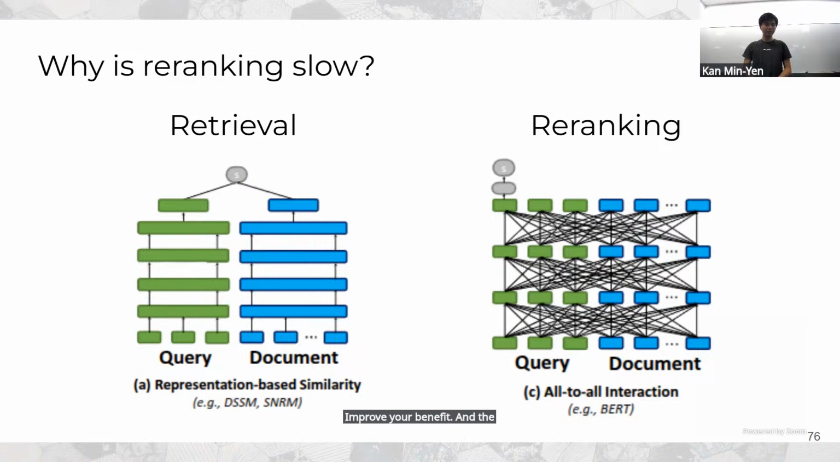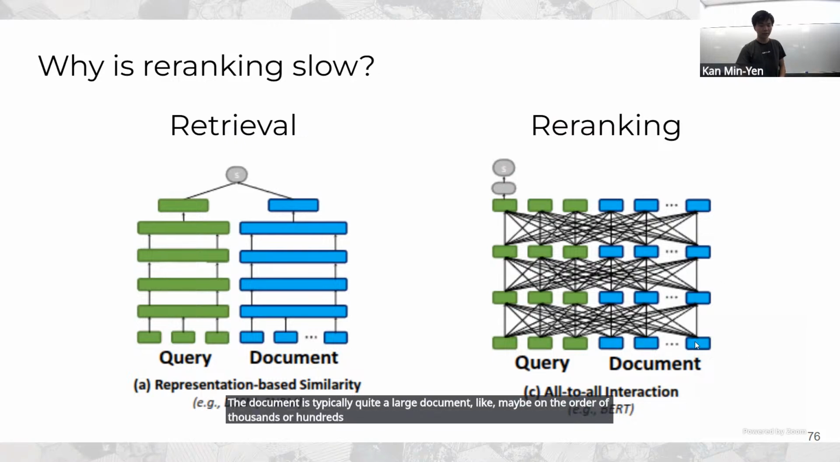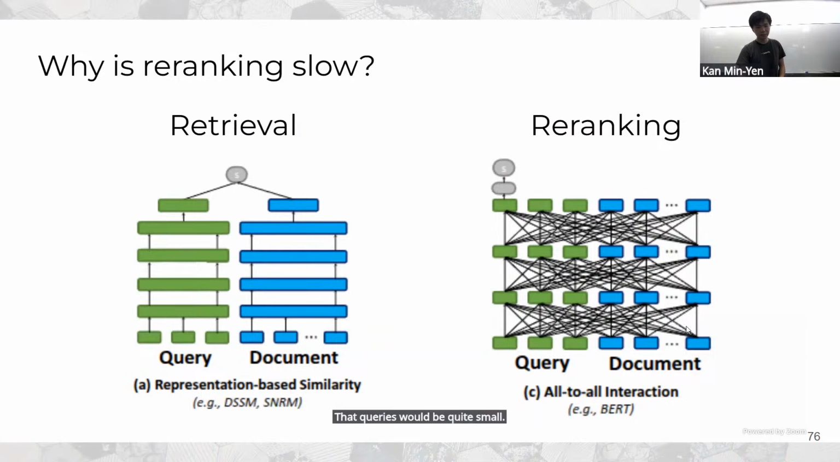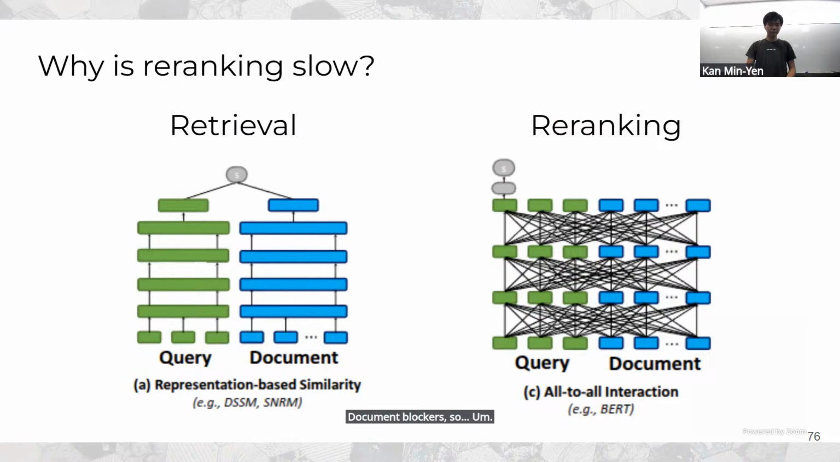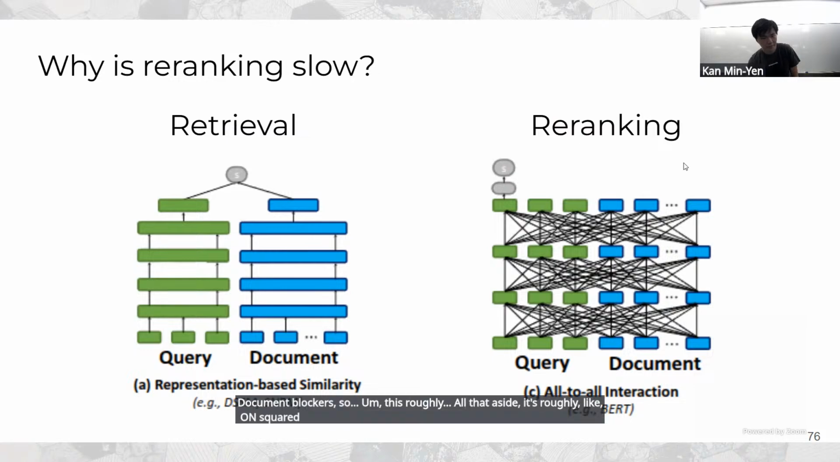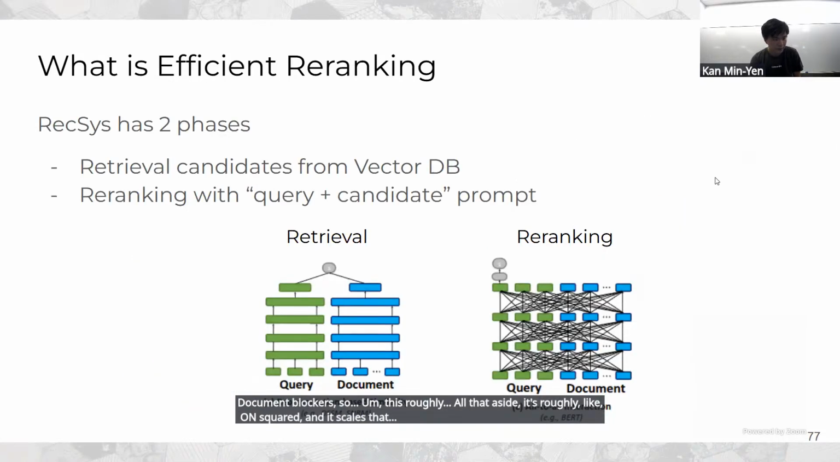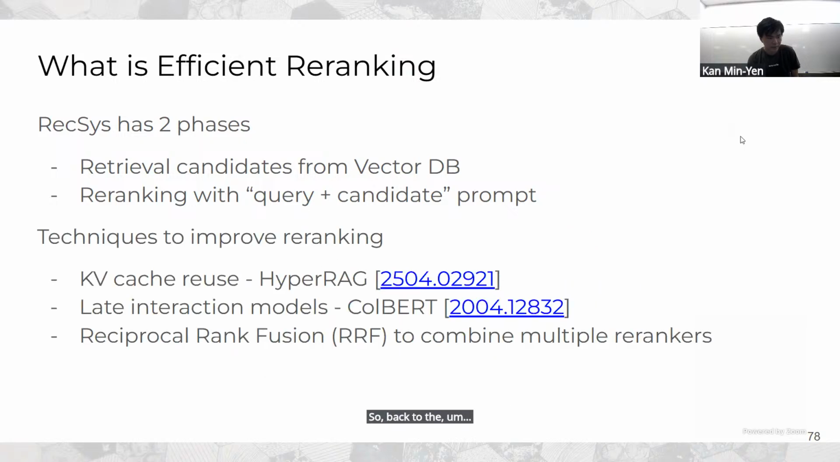The key reason why re-ranking is slow is because the document is typically quite large, maybe on the order of hundreds or thousands of tokens, and the query is typically quite small. When we do the re-ranking, we need to compute pairwise attention interactions between all the query tokens and the document tokens. So flash attention and all that aside, it's roughly O(N squared), and it scales badly.